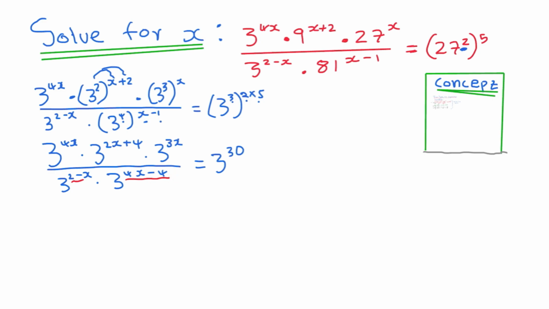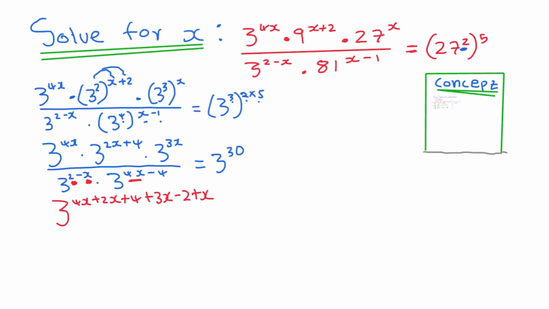Clear? So when I do this, my next step will just be 3 to the exponent 4x, and then I will add 2x, I will add the 4, and I will add the 3x. I'm just adding the exponents. But when it comes to the exponents of the denominator, they will all change their signs. So the 2 was positive, now it's going to be -2. And the x was negative, now it's going to be positive.